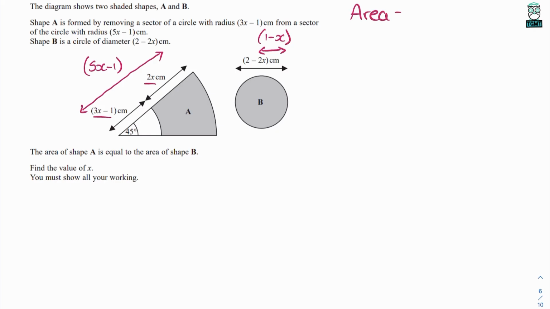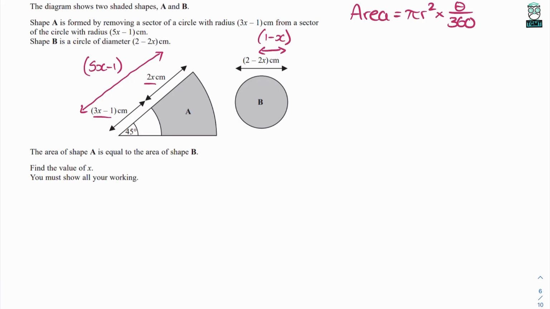So the area is equal to pi r squared, and if there is an angle involved, we'd also have to multiply that by the angle over 360. So that's the area of a sector. So let's just have a think about what we've got to do.